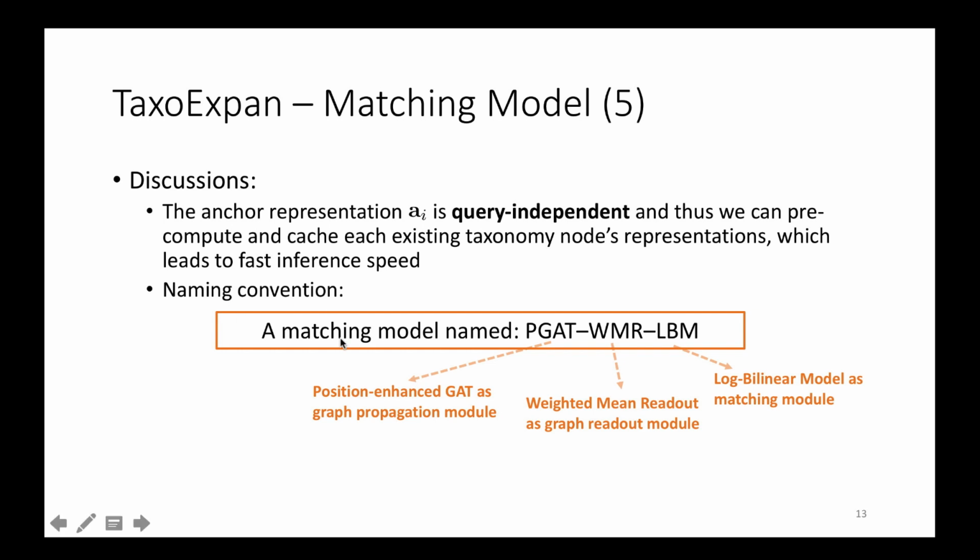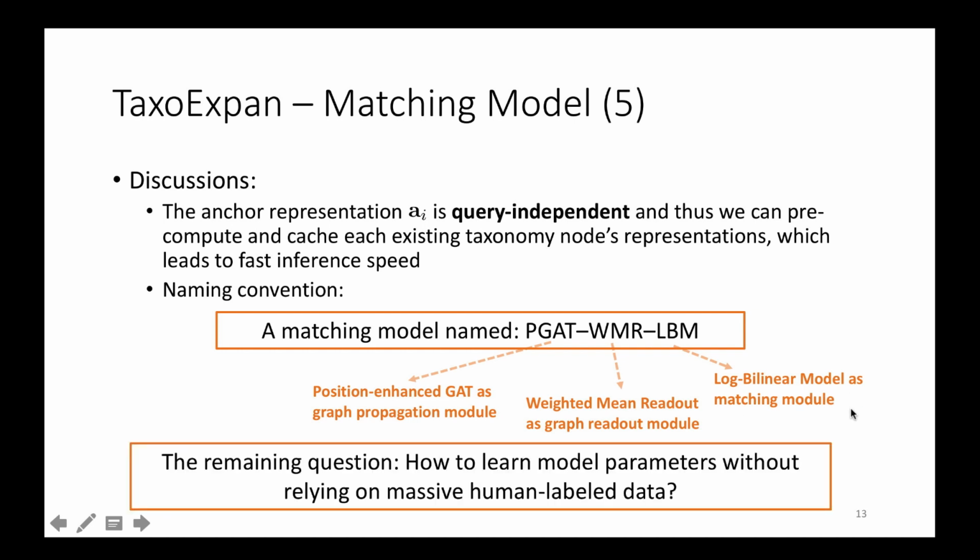Finally, we name our matching model as follows. You have three subphrases to describe the entire matching model. The first part indicates which architecture is used for the graph propagation module. Similarly, the second part indicates which module is used for the graph readout module. And the third one is for the matching module.